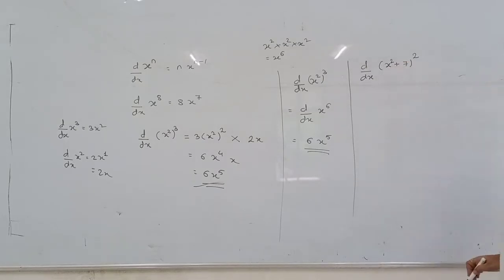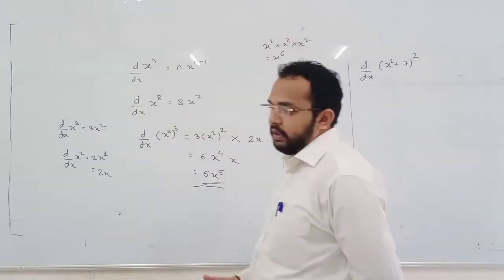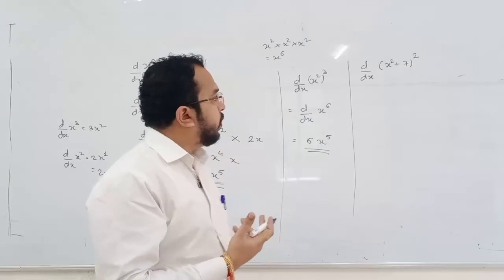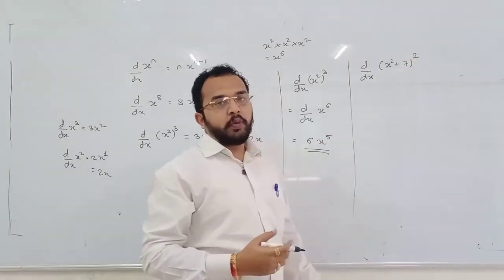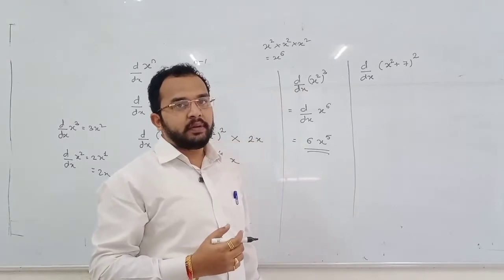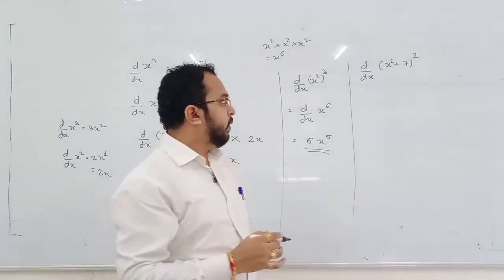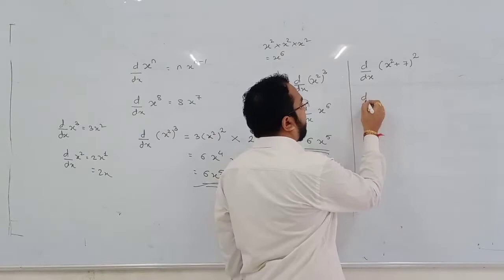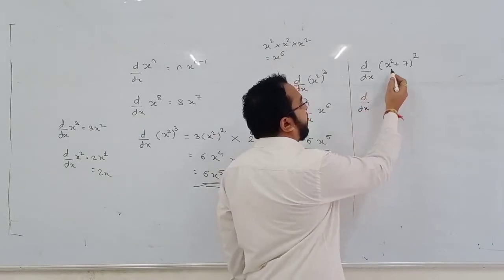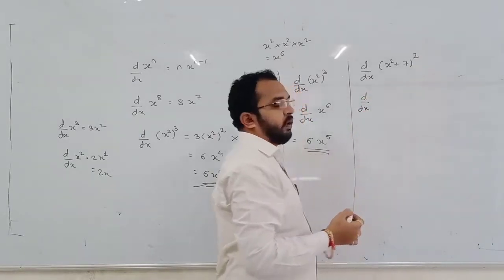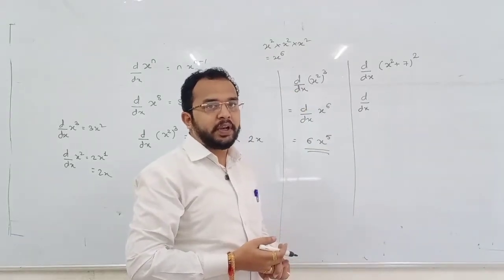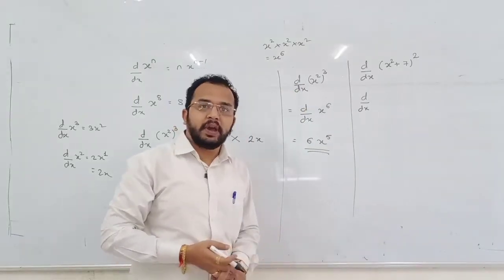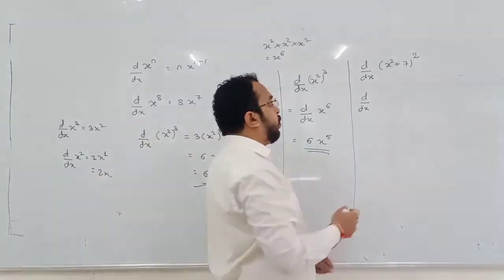x square plus 7 का whole square. Now इथे बघा, हा जो ब्रॅकेट आहे, ब्रॅकेटचा स्क्वेअर आहे, we can easily open it. Okay, open करू शकतो and we can write differentiation of what is a plus b the whole square. A plus b the whole square, that is a square plus b square plus 2ab, or a square plus 2ab plus b square.